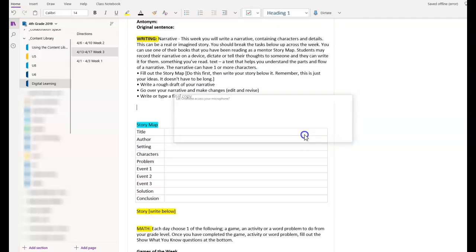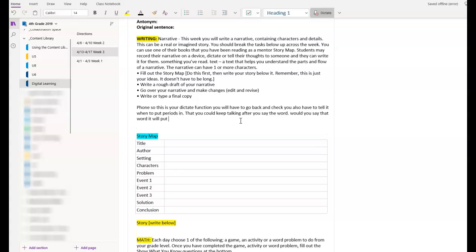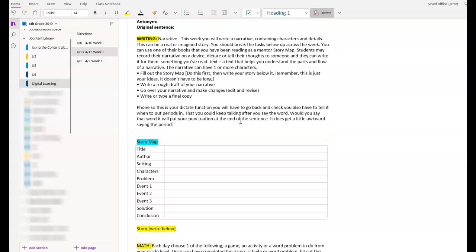If you have a lot to write, this is an easy way to do it. And then you'll click yes for your microphone. So this is your dictate function. You will have to go back and check. You also have to tell it when to put periods in. Period. Then you can keep talking after you say the word period. When you say that word, it will put your punctuation at the end of the sentence, period. It does get a little awkward saying period. So make sure that you're putting those in or you go back and you reread it.